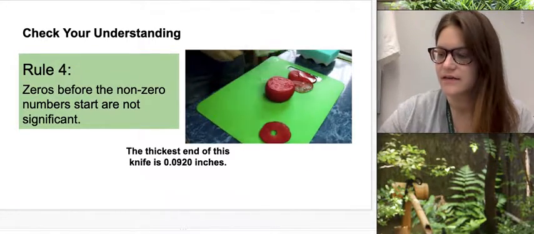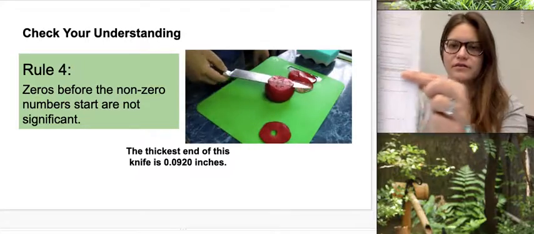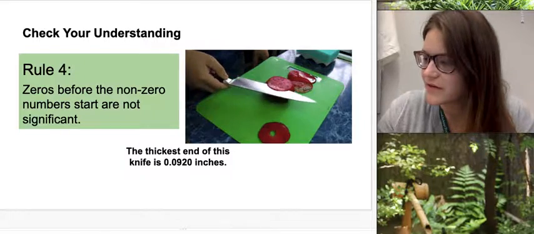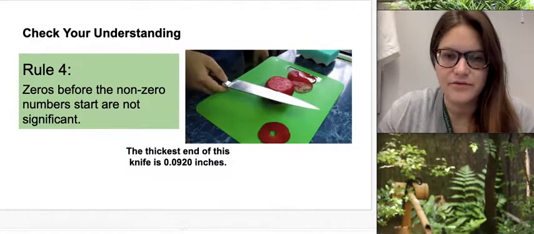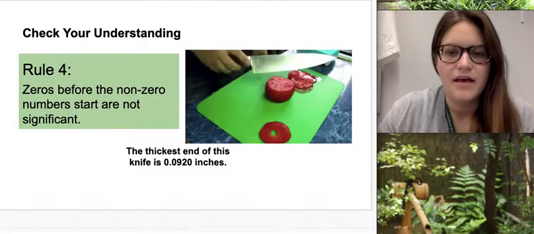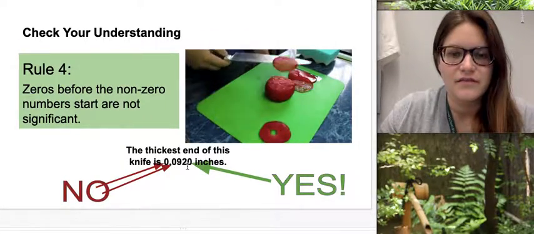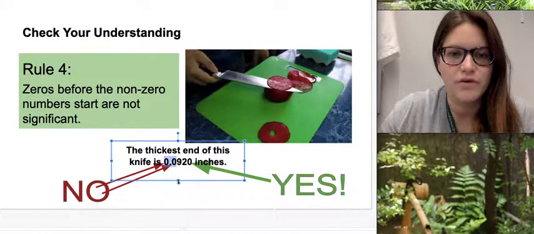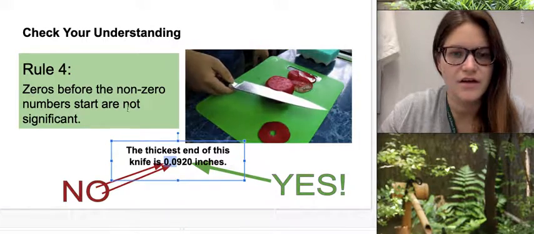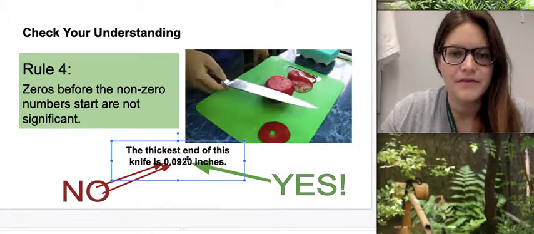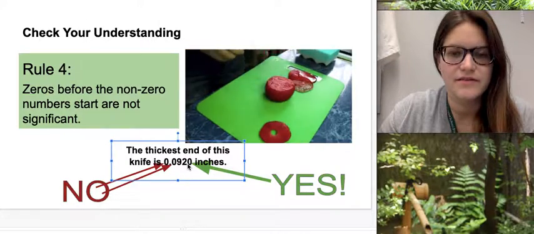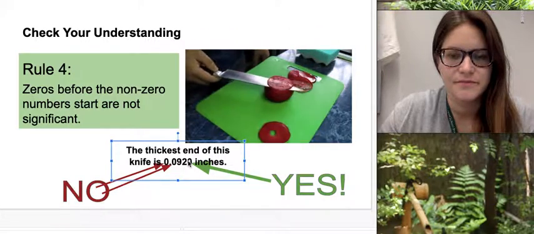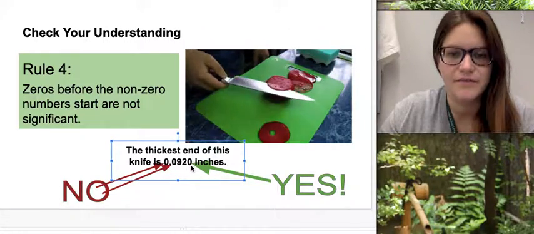And here is our last example that you will write in your little example on your notes. So the thickness of a knife is 0.0920 inches, and the first 2 zeros, these are the zeros that come before the non-zero numbers start, so they are not significant. But the zero that comes after, the one that's on the end, because there is a decimal point here, that does count. So this zero wouldn't be here unless we knew that it was significant.